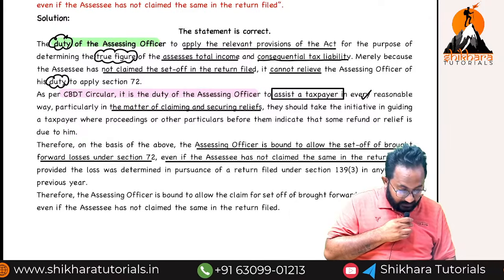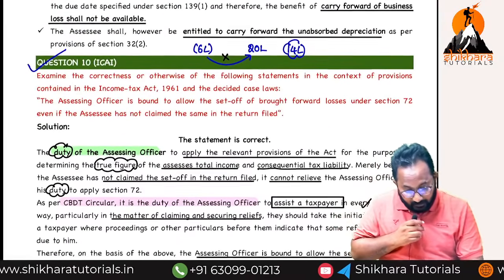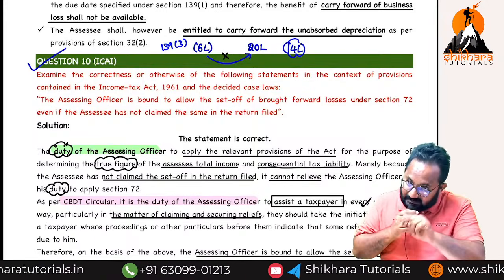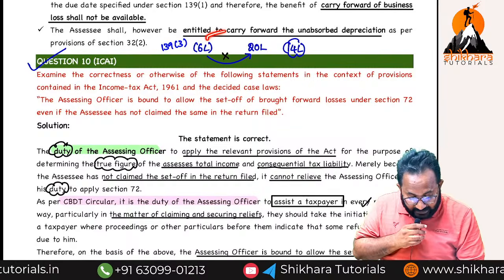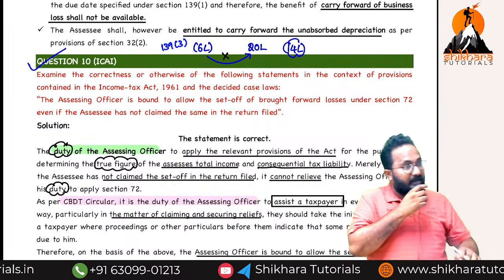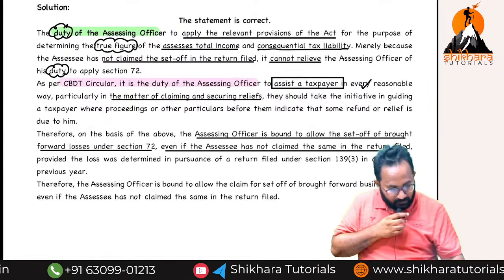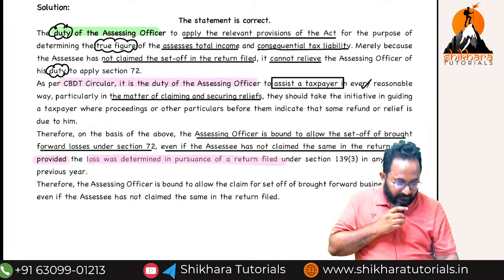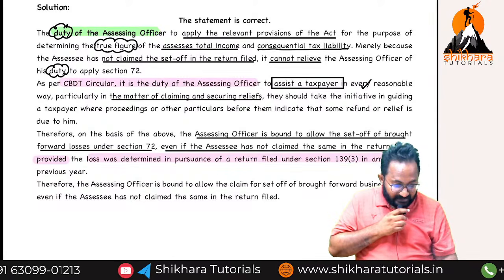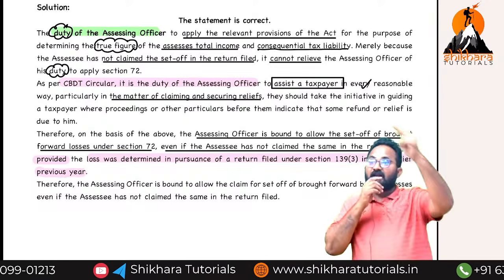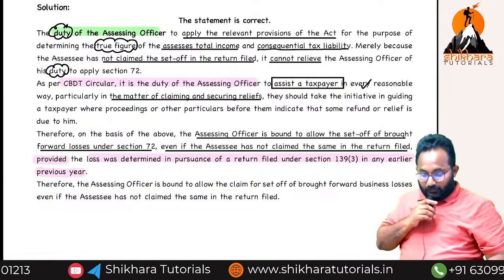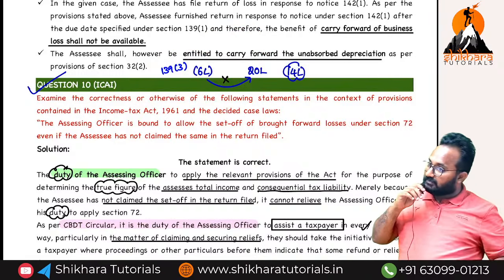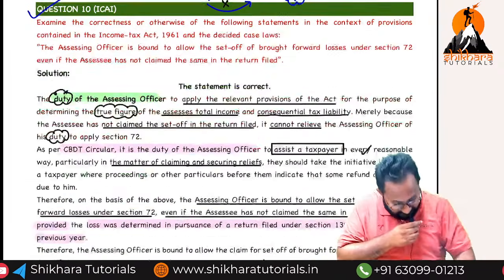Yes, provided, remember, if you filed the loss return in the last year, then only we can carry forward that loss to the next year. That is the only condition. Provided the loss was determined under 139 subsection 3 in the earlier previous year. If you file the loss return in that year, then only you can carry forward the loss to the next year. That condition they attached here.